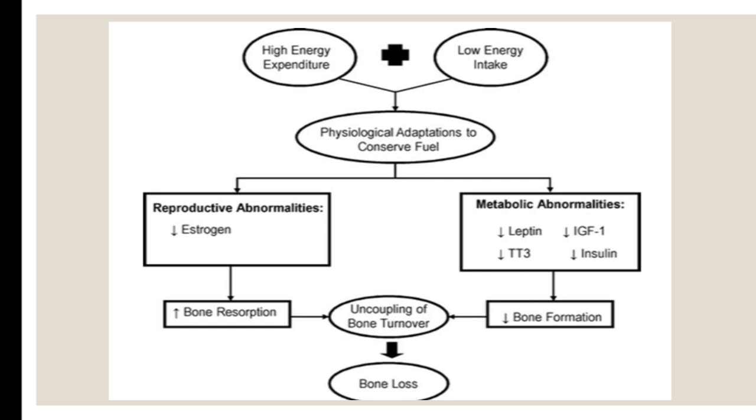So high energy expenditure plus low energy intake lead to physiological adaptation to conserve energy. Reproductive abnormalities like decreased estrogen occur in the female body, and metabolic abnormalities like decreased leptin, decreased T3, insulin like growth factor 1, decreased insulin also, increased bone resorption, and decreased bone formation. So there is uncoupling of bone turnover which leads to bone loss.